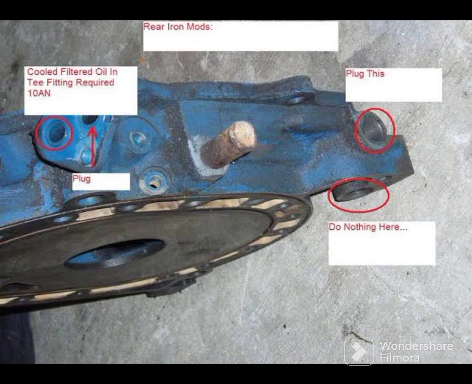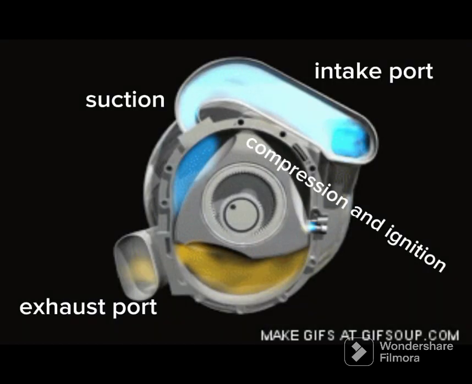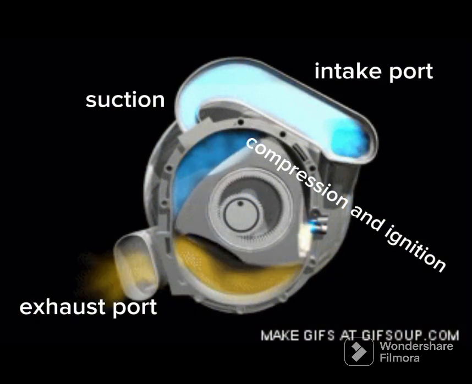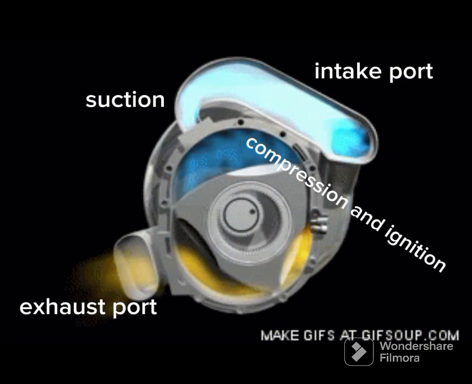Number 9. Coolant passages. These are used to circulate coolant through the engine to remove heat generated during operation. These are the main parts of a rotary engine, although there may be additional components depending on the specific design and application of the engine.